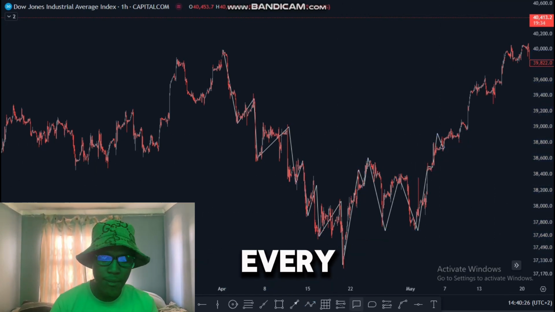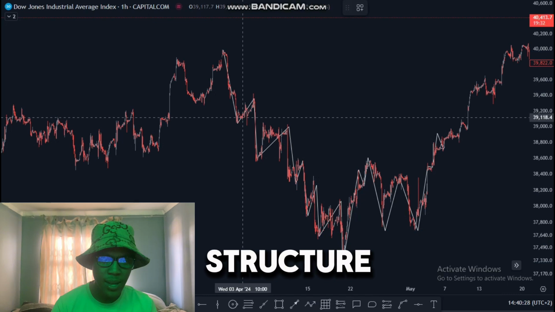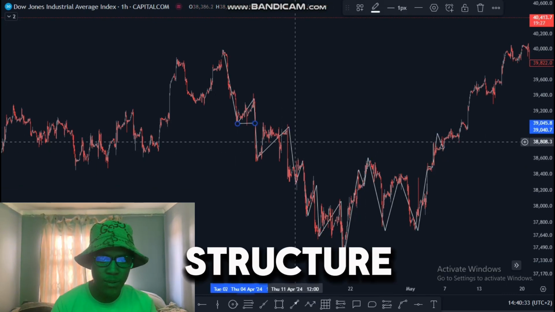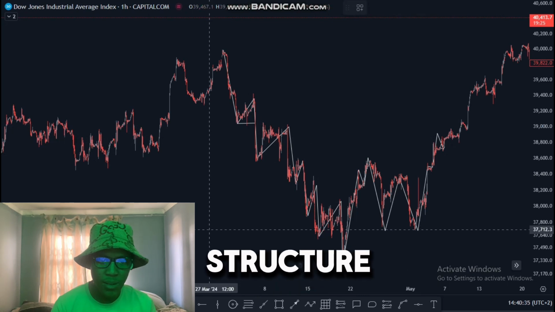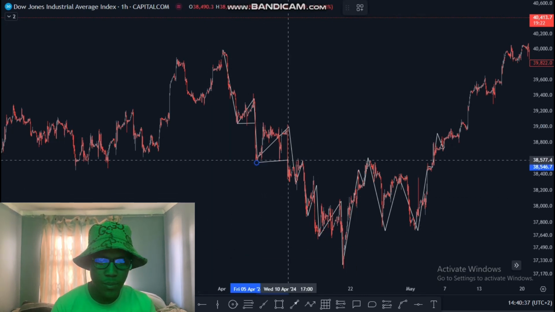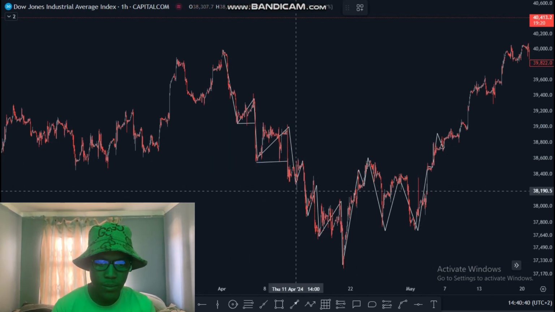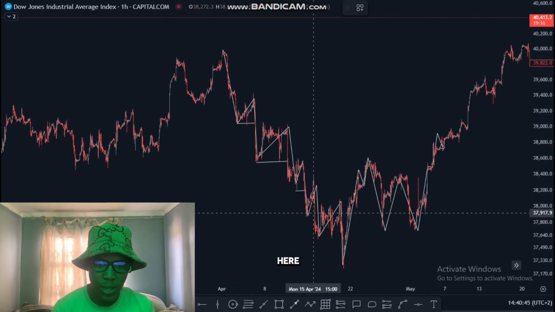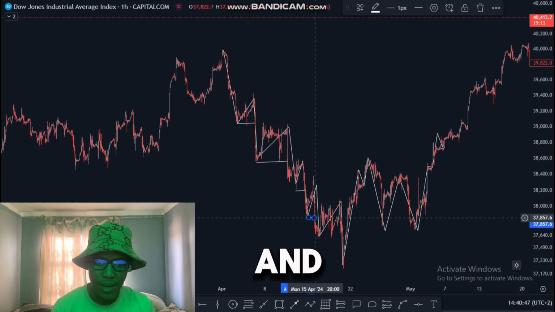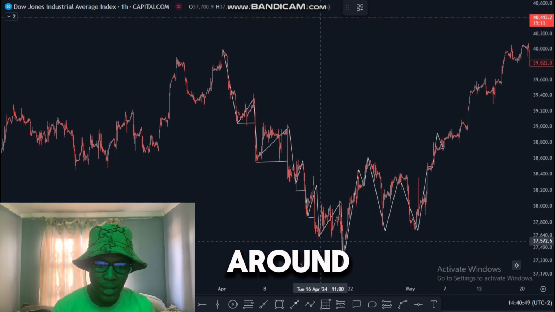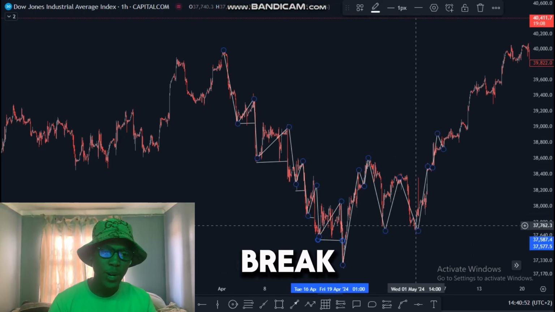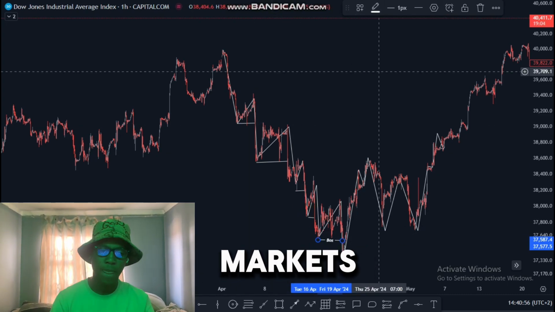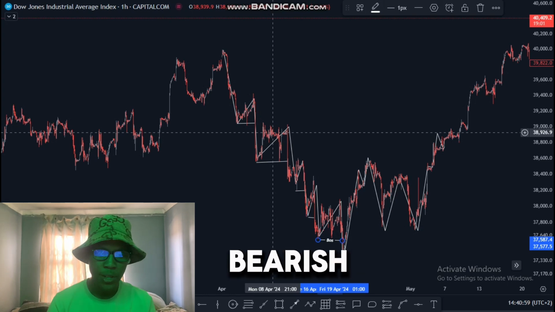And remember, every time we have what we call a break of structure, a break of structure is what you use to confirm that there's a continuation in the trend. We have a break of structure right around there, right around here, also here, and also here, and also right around here. So break of structures are confirming that the market is still going down, still continuing to go bearish, right?